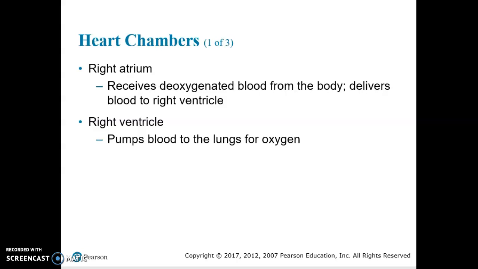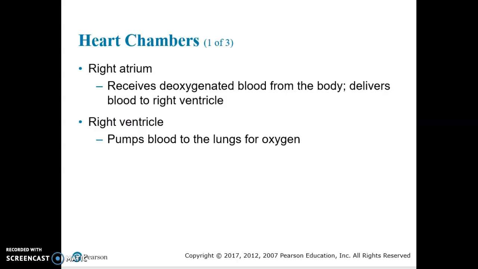It came in through the superior and inferior vena cava, went to the right atrium. Now it's at the right ventricle, and it's still deoxygenated. As it leaves that right ventricle, it goes into the lungs, and then it comes back to the left atrium.